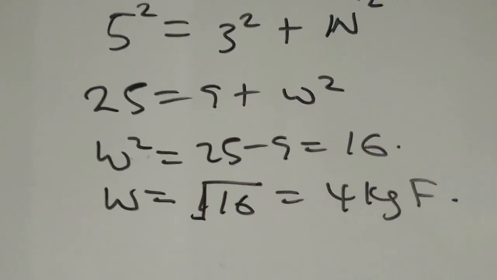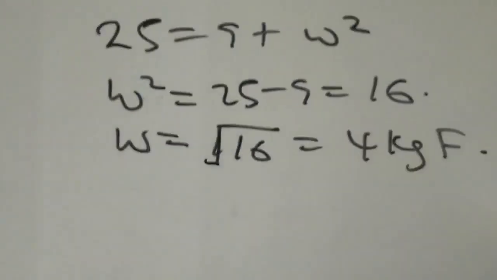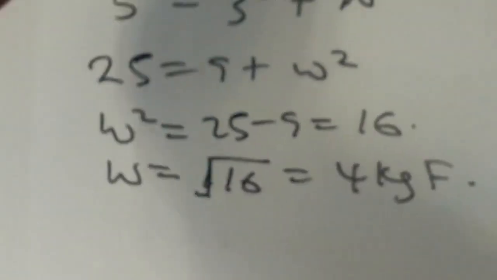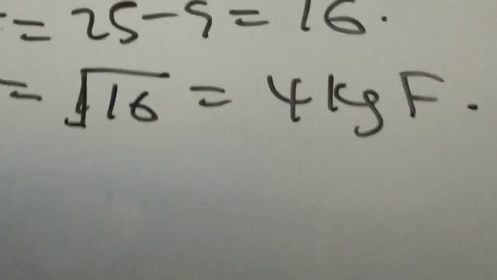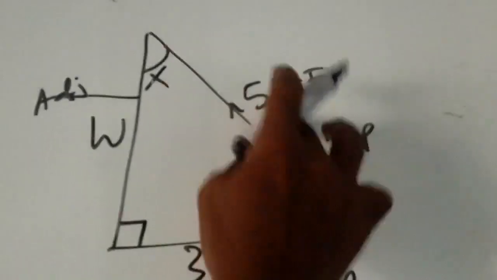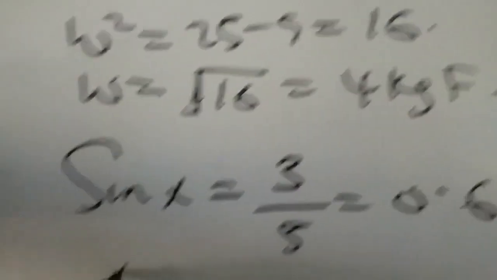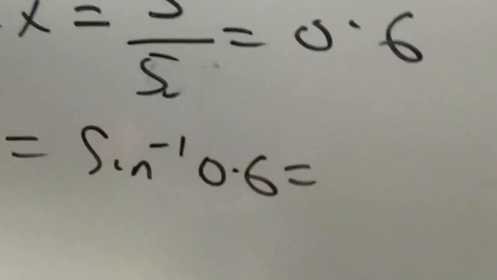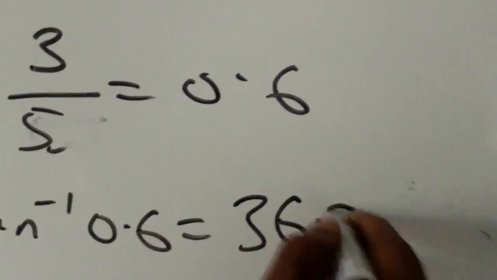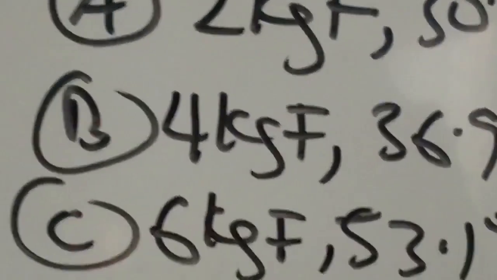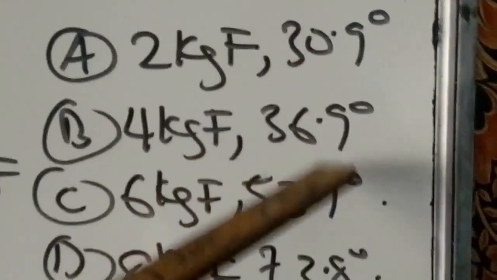So there are two answers in each option. We are also asked to find the angle S. To find the angle S, I can use the opposite and the hypotenuse. Using the trig ratio, opposite over hypotenuse is sine. So sine S equals opposite, which is 3, over hypotenuse, which is 5. That gives me 0.6. So S becomes equal to sine inverse of 0.6, which gives us around 36.9 degrees. Going to the options, we see that the correct answer is option B. The weight is 4 kilogram force, and the angle S is 36.9 degrees.